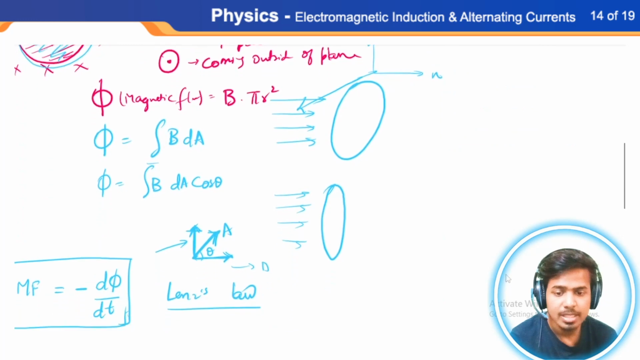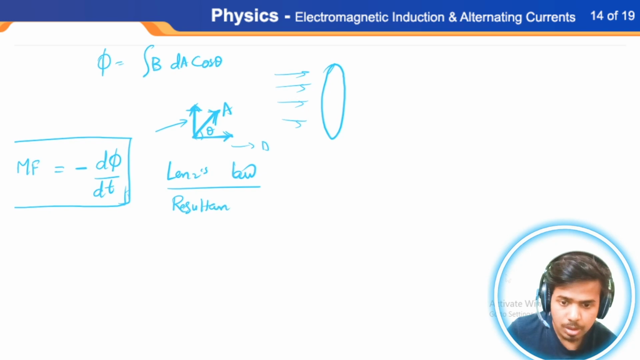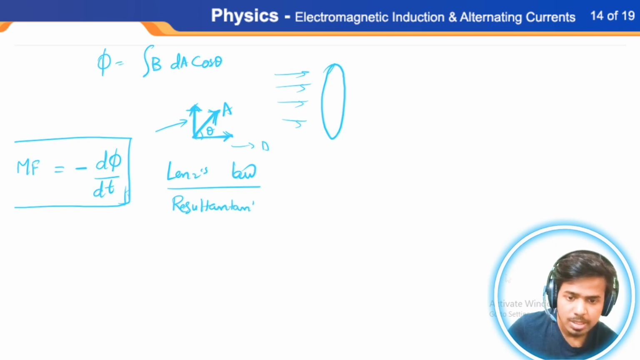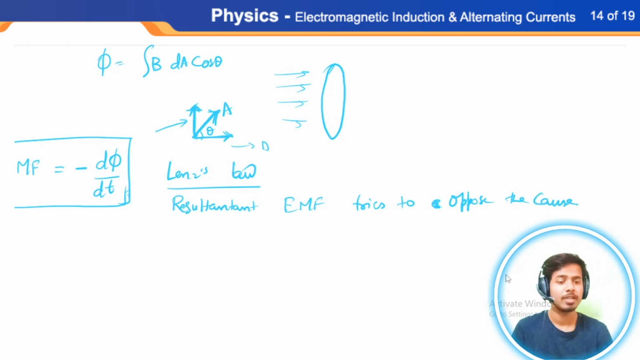So basically Lenz's law tells you that the resultant EMF tries to eliminate or oppose the cause. The cause is basically the changing magnetic flux.